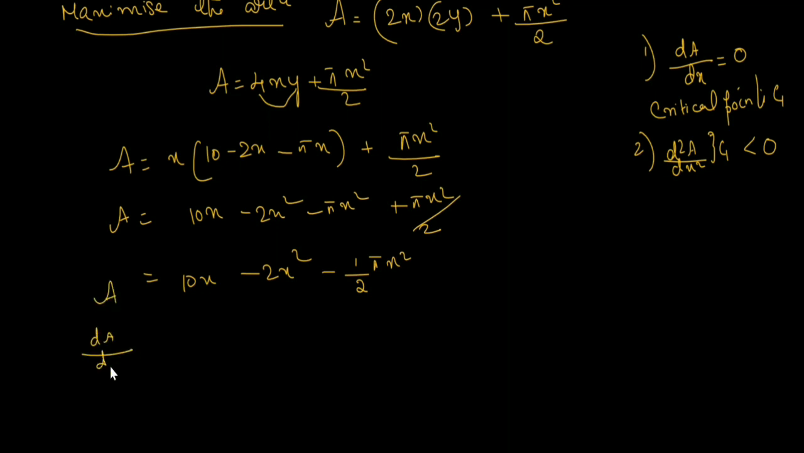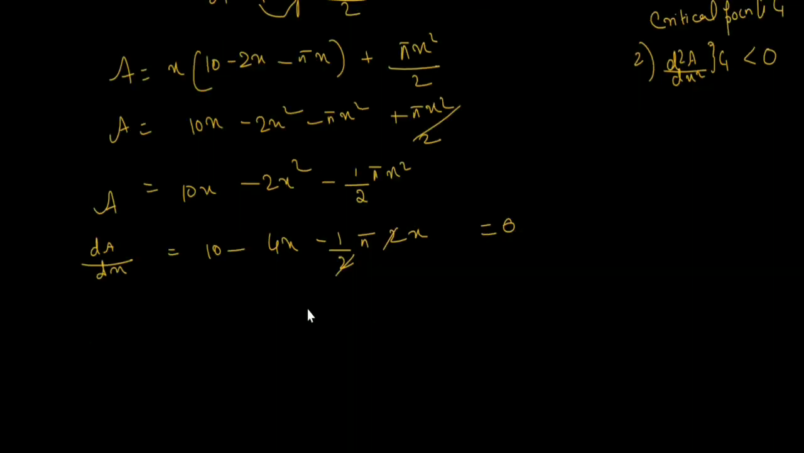So dA by dx is equal to 10 minus 4x minus half pi times 2x, equal to 0. So 10 is equal to 4x plus pi x. So what is x from here? x times 4 plus pi is 10. So x is equal to 10 by 4 plus pi.